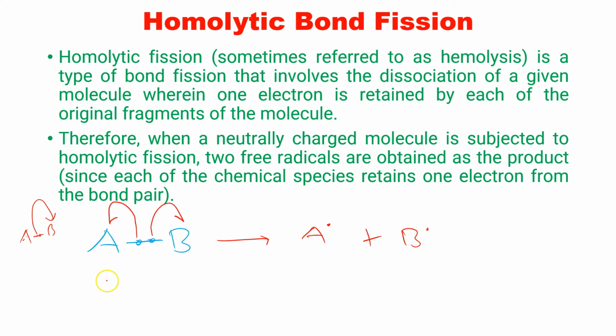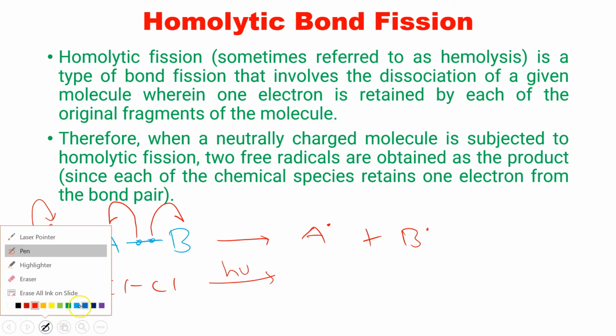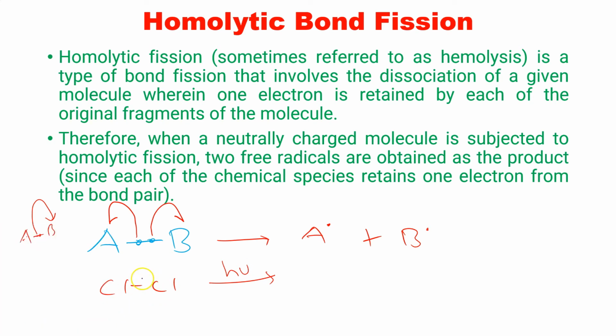Say for example, a chlorine molecule, Cl2. When it is subjected to UV light, at that time it equally distributes the electron pair. So Cl forms a free radical of one Cl and again a free radical of one Cl. So the output of homolytic fission is that it gives free radicals only.